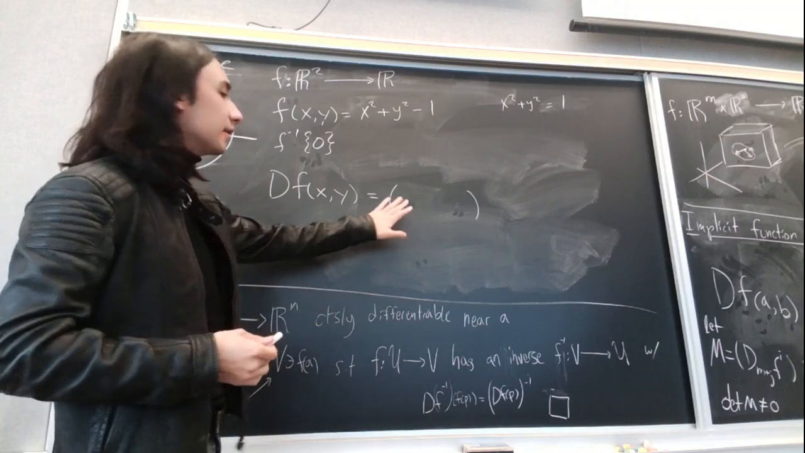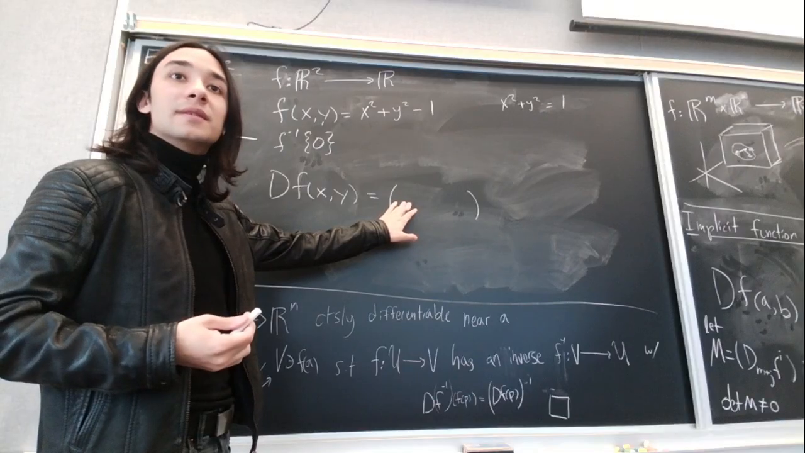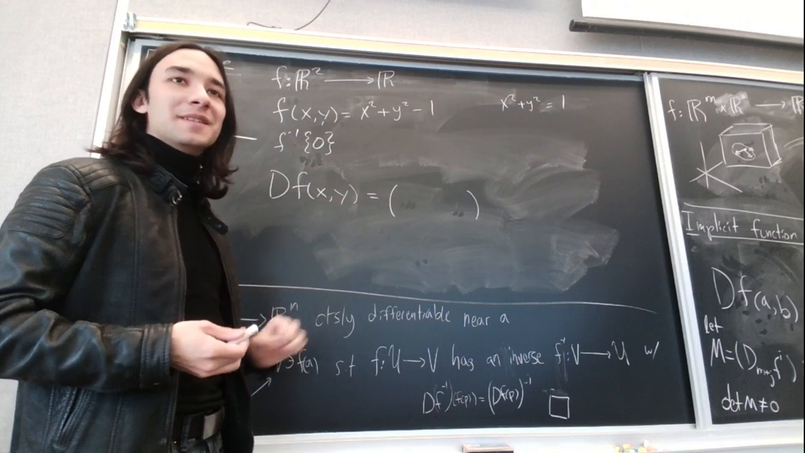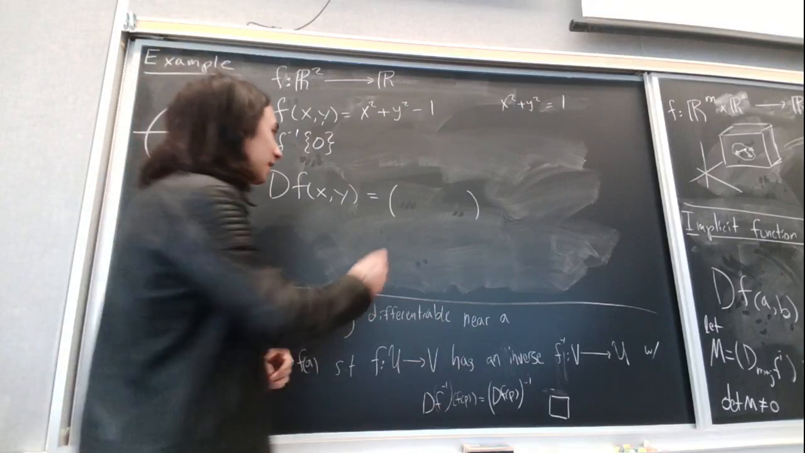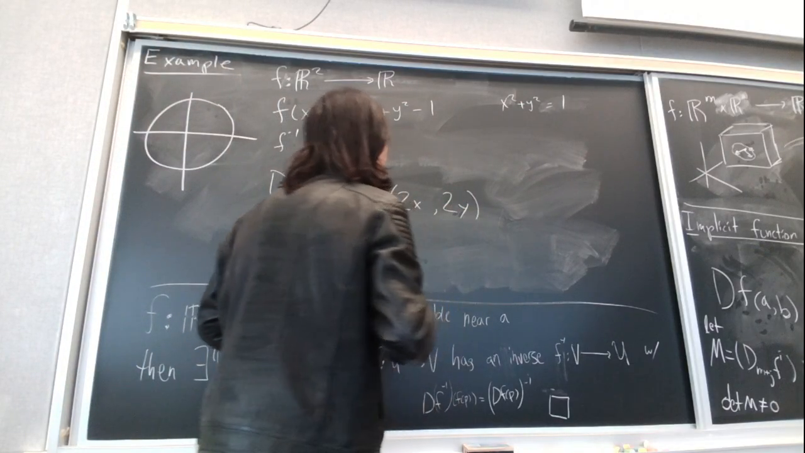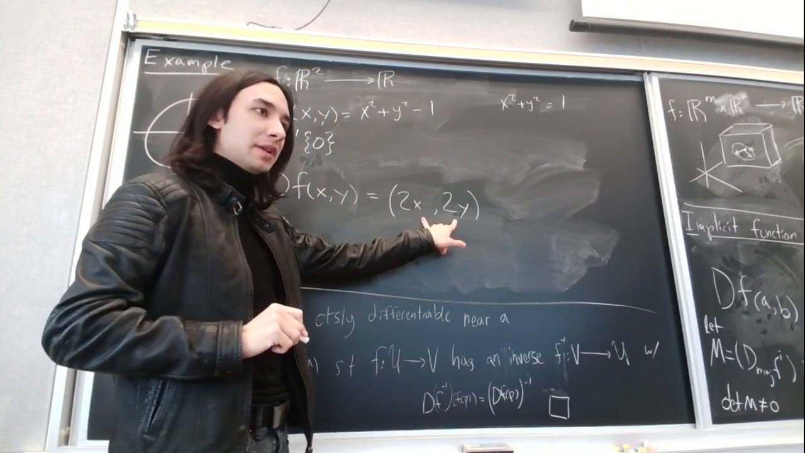Just say the answer. Say the answer. It's okay. 2x, yeah, good. And the second entry is? 2y. Okay, yeah, very good. 2y. So this is a 2 by 1 matrix.